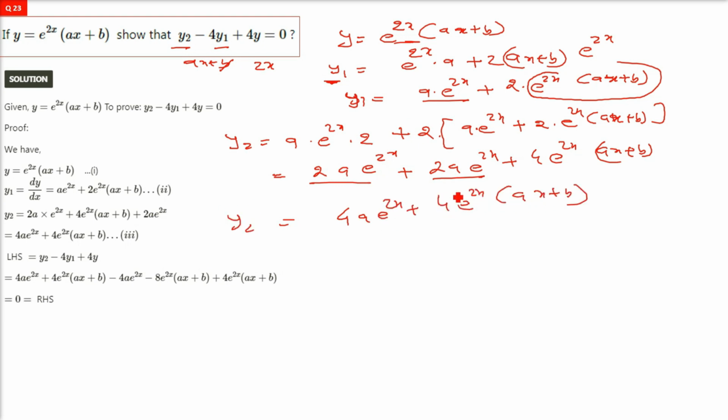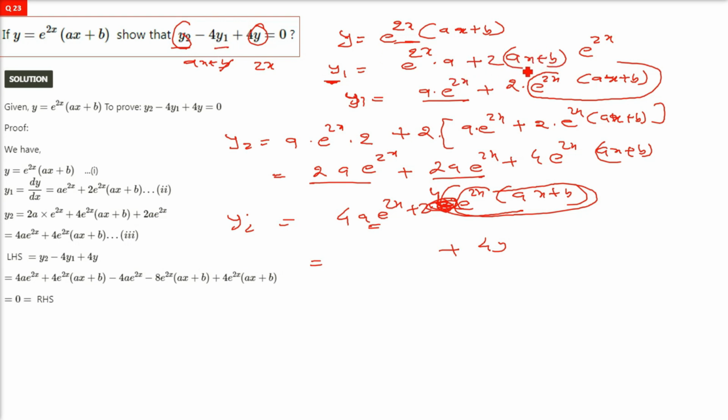This is y2. So what can we do here? I can write this: we already have y2 and we have this 4y also. Now how has this y come? See, y is e raised to 2x times (ax plus b), so I have written 4y. What are we getting here? Are we getting something out of it? If not, then we'll apply some other tactic. y2 is there, 4y is also there. So what is minus 4y1? Now let us go to y1.